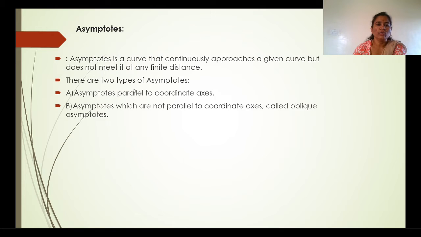There are two types of asymptotes. The first type is asymptotes parallel to the coordinate axis. The second type is asymptotes which are not parallel to the coordinate axis, called oblique asymptotes.